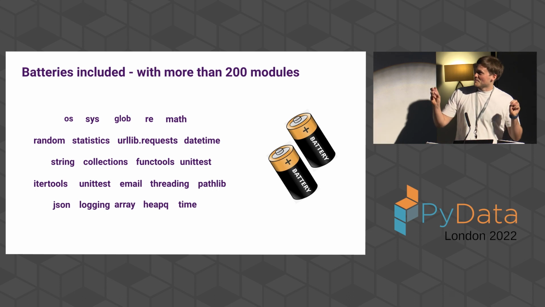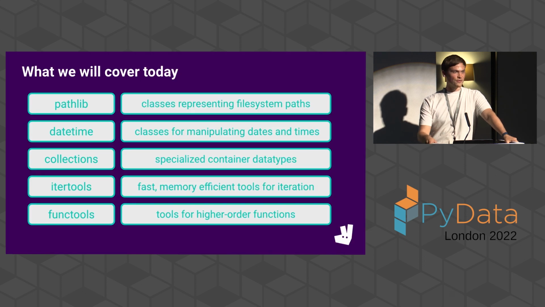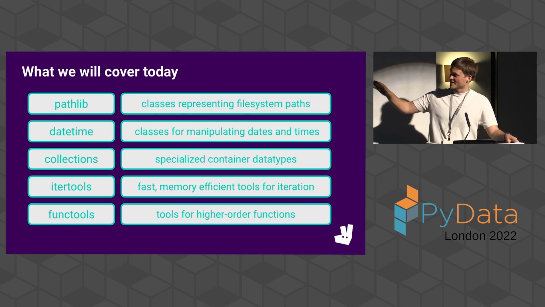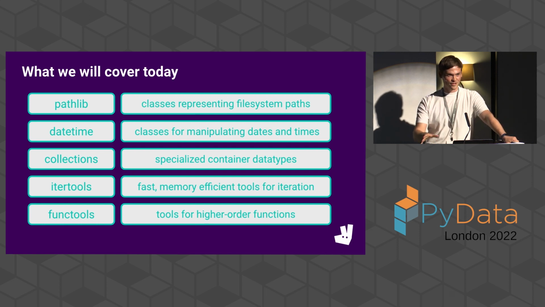Python is considered to be batteries included with more than 200 modules. I've put a selection of my favorites here. But what we're going to go over today is pathlib, datetime, collections, itertools, and functools. I've given us quite a lot to get through, but hopefully you'll understand why these modules are there, what they can do for you, and some of the core API of those modules.